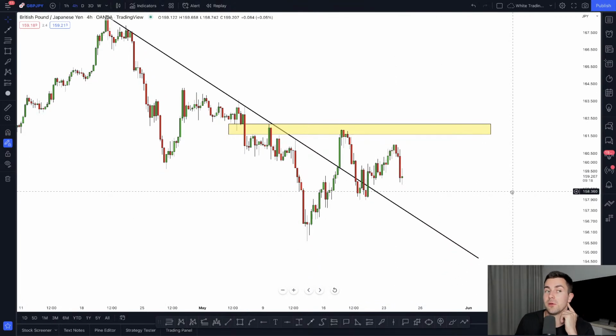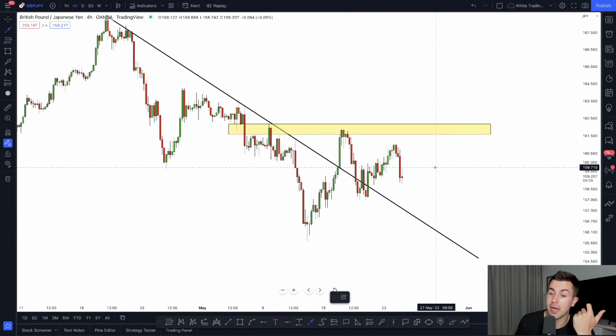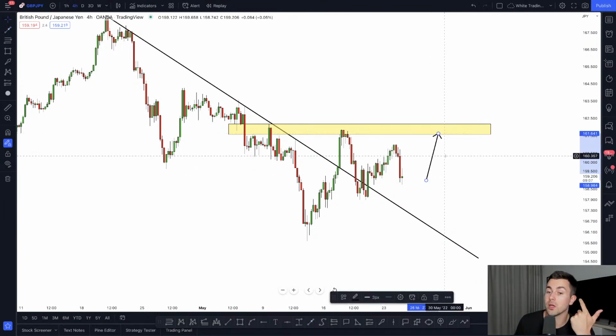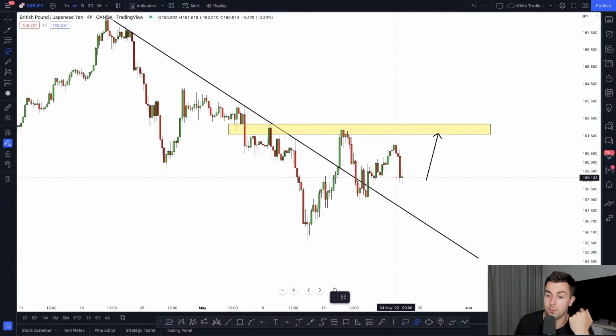So what can we expect from pound yen from such a perspective? I still remain bullish biased. I still believe that pound yen will keep growing, and I still believe that the market will reach this strong resistance soon. Our buy zone for now is the area based on current prices and that trend line.